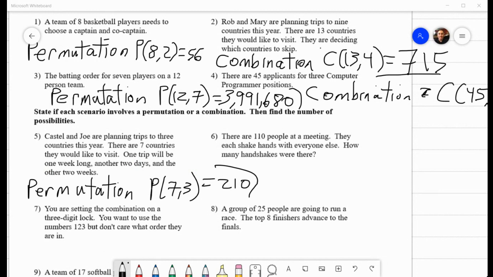All right. Let me just ask something. Are there any questions? Or remember, they're planning trips that they're only going to see 3 countries, right? They're taking 3 trips. So the trips are different in length. That's why order makes a difference here.